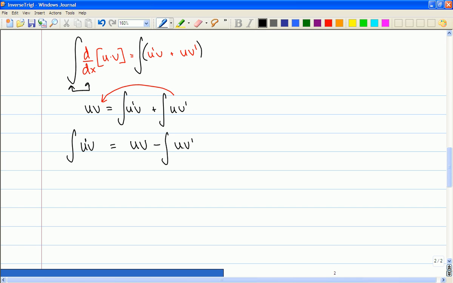So when you look at this, the reason the technique is useful is because if you think about what you're doing, u prime becomes u, which is the antiderivative. So if it's easy to take the antiderivative, like a polynomial, then we would choose it as the value for u. And if you look at what happens to v, v becomes its derivative. We like to choose v as something that's easy to differentiate.